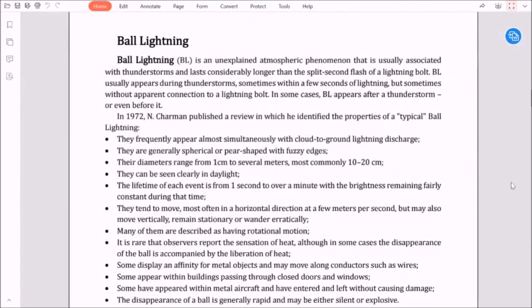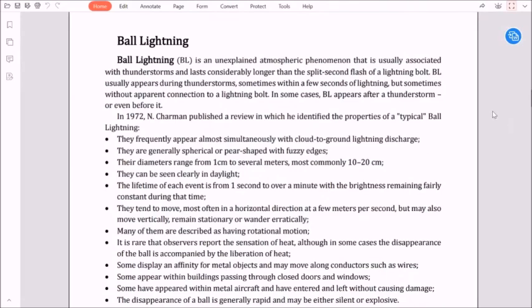Ball lightning is unexplained atmospheric phenomenon that is usually associated with thunderstorms and lasts considerably longer than the split-second flash of a lightning bolt. Ball lightning usually appears during thunderstorms, sometimes within a few seconds of lightning, but sometimes without apparent connection to a lightning bolt. In some cases, ball lightning appears after a thunderstorm or even before it.